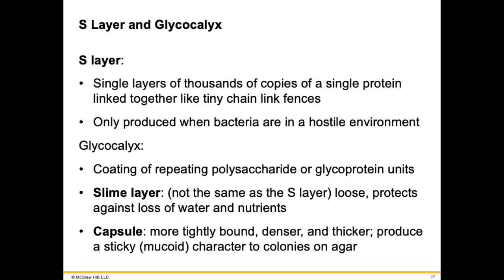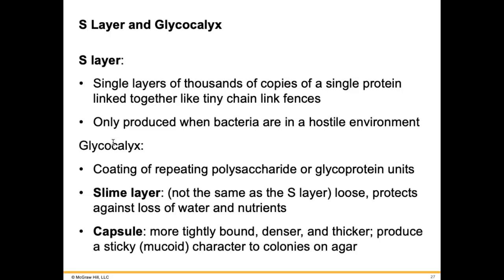So more on the different stuff on the outside of the cell: S layer and glycocalyx. I don't know why this isn't bolded, but you can bold this if you want. The S layer is single layers of thousands of copies of a single protein linked together, kind of like a chain link fence. These S layers are produced when bacteria are in hostile environments, so it's a way for them to protect themselves.